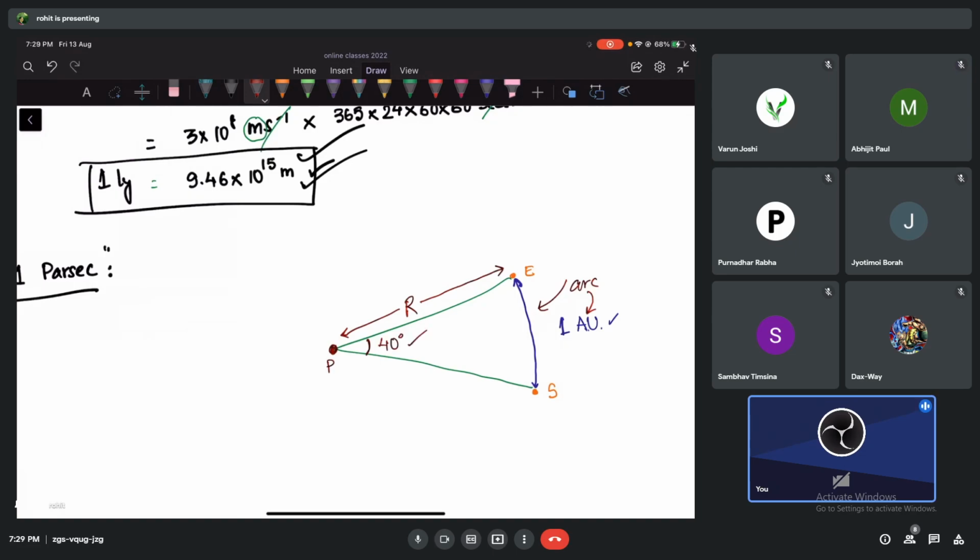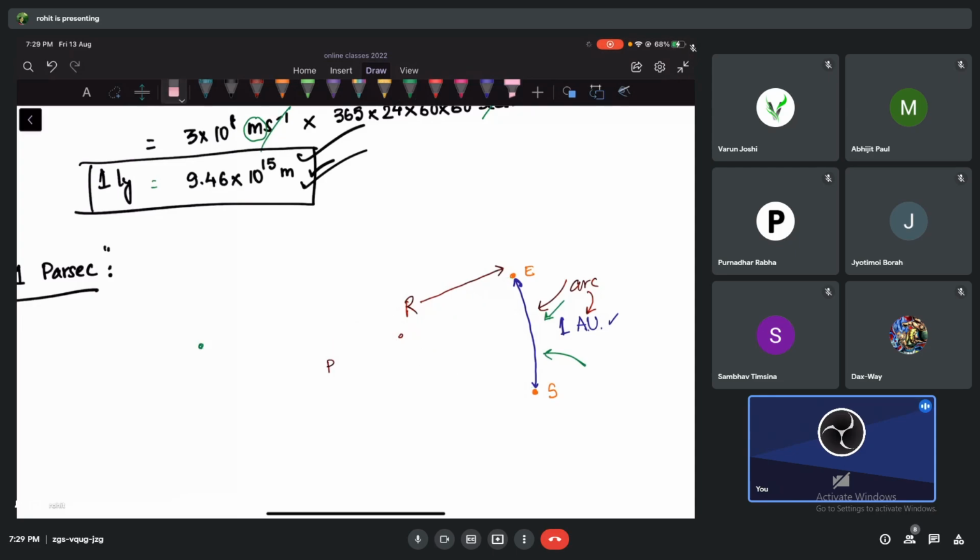No. See. I want to make the angle subtended by this arc, that is your 1 AU, not 40 degree. I want to make this angle very small. You know what I have to do? I have to go very far. See, I'll go here. I'm going much far now.